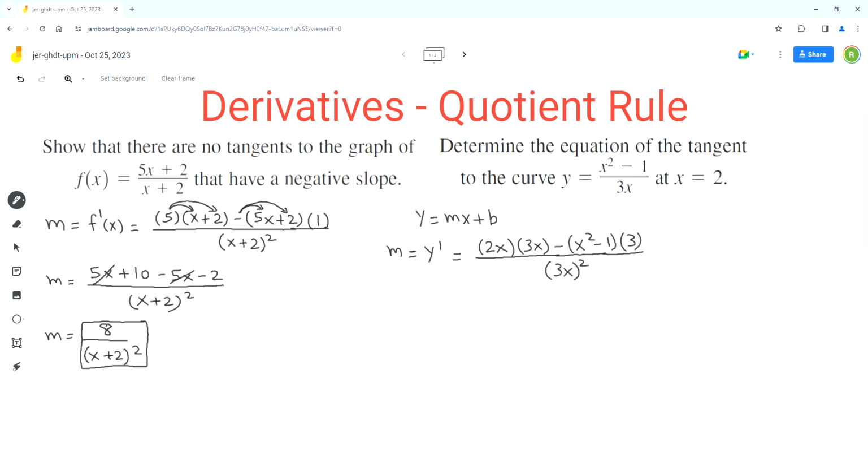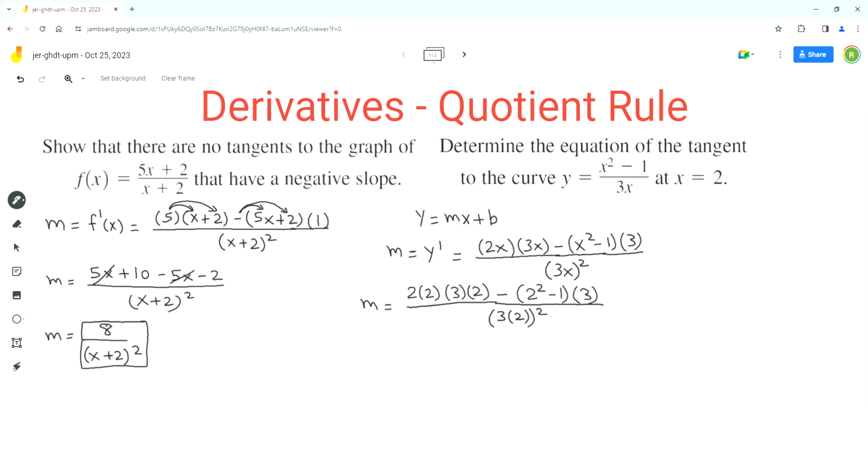Now we have to find the equation of the tangent at x equals 2. So we can sub in x equals 2 in this expression to find the slope of the tangent at that point. So we get m equals, in the numerator, 2 times 3 minus, in parentheses, 2 squared minus 1, times 3, over 3 times 2 squared.